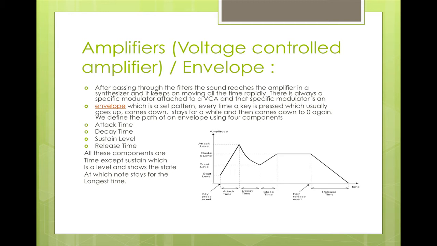After passing through the filter, the sound reaches the amplifier in a synthesizer, and it keeps on moving all the time rapidly. There is always a specific modulator attached to a VCA, and that specific modulator is an envelope. An envelope is a set pattern. Every time a key is pressed, it usually goes up, comes down, stays for a while, and then comes down to zero again. We define the path of an envelope using four components.